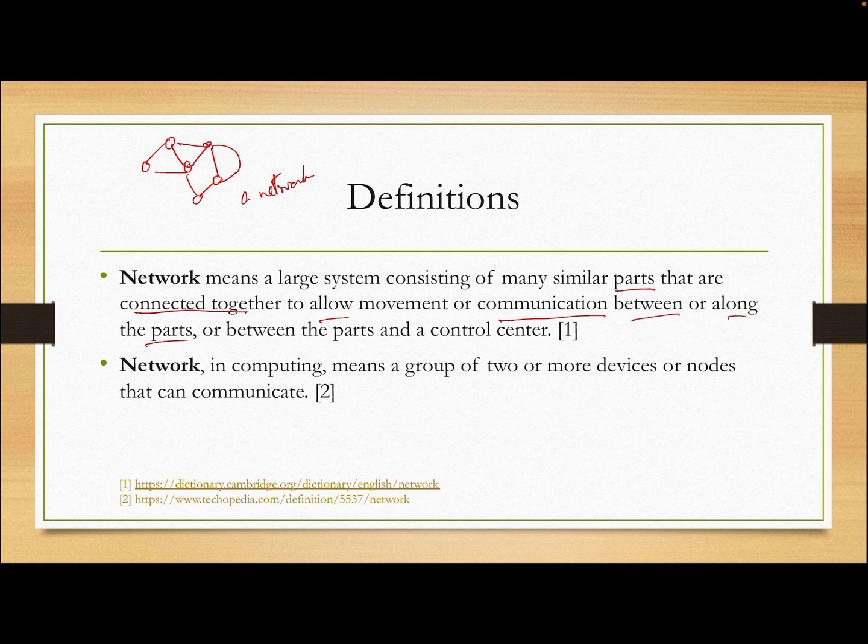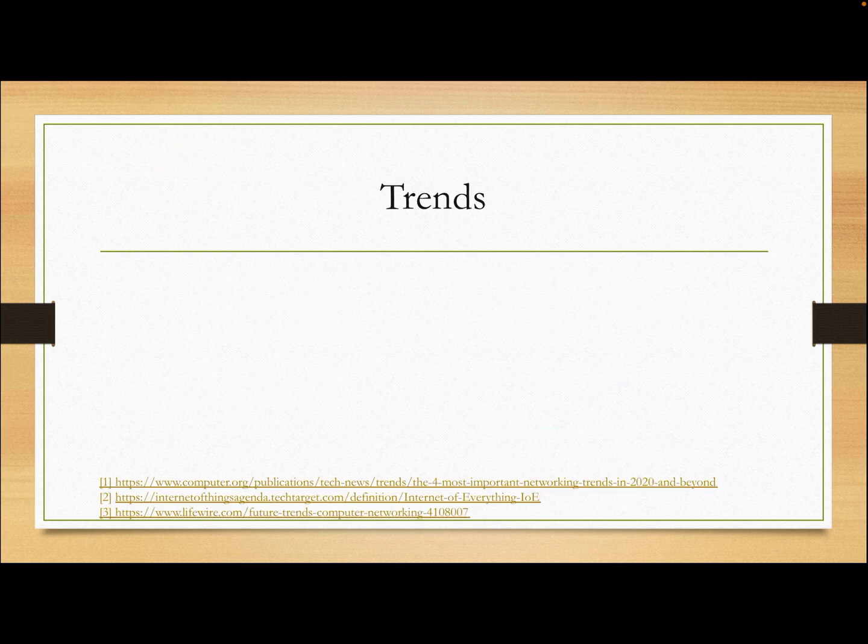And in computing, network means a group of 2 or more devices. Usually, if it's 2 devices, we call it point-to-point. Not really a network, a point-to-point link. But more than 2, we call it a network, and the nodes that communicate. But this is from the reference.